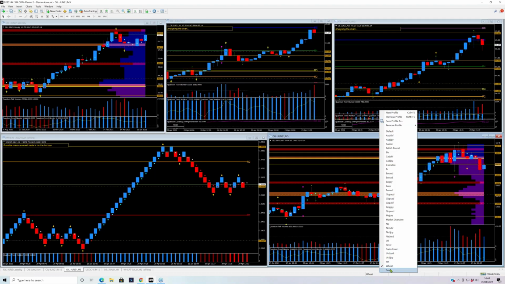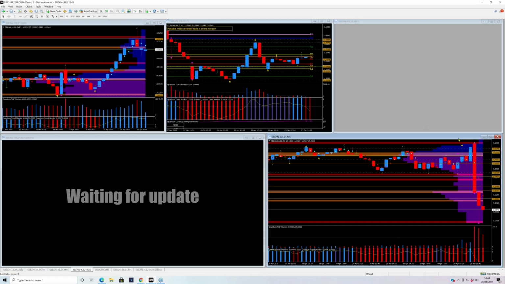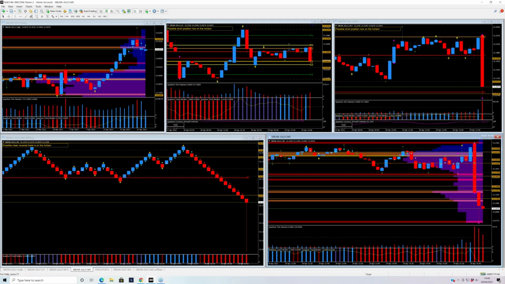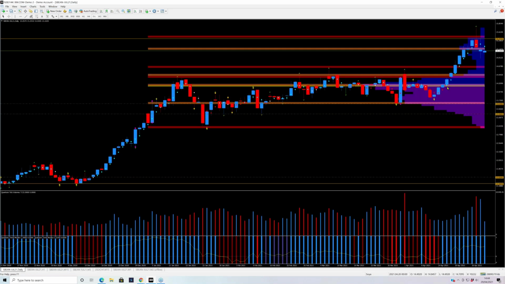I'm going to pass over to David because he's got copper. Copper is really, really interesting. Yeah, copper. Let's have a look at soya first. Again, really nice run higher. Spreads narrowing. Volume rising, spreads narrowing.